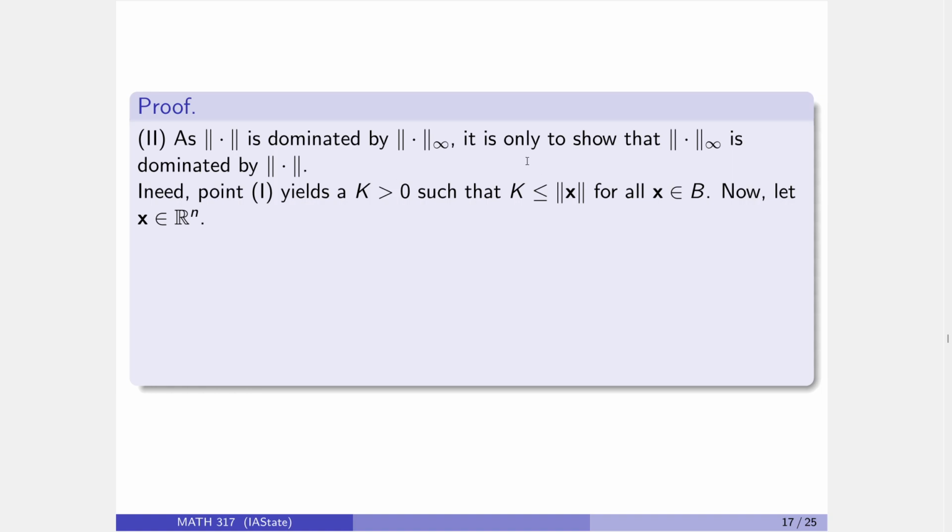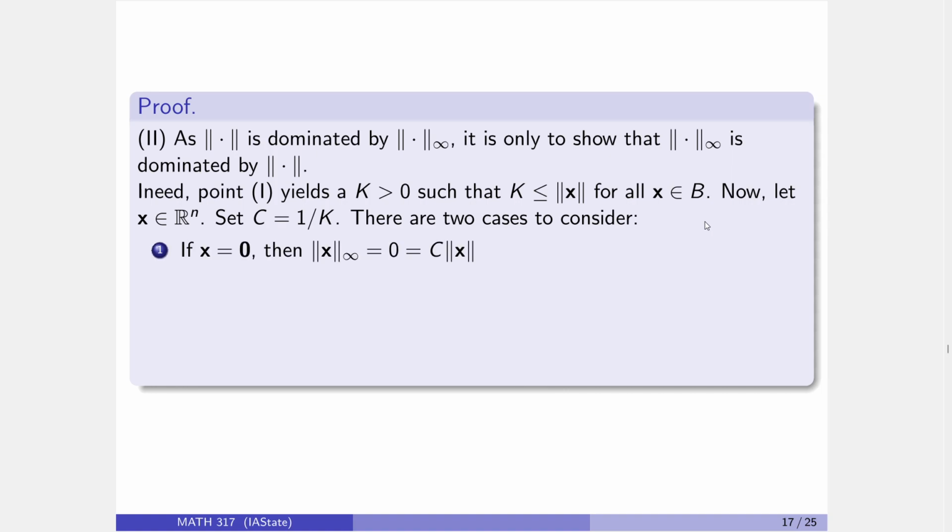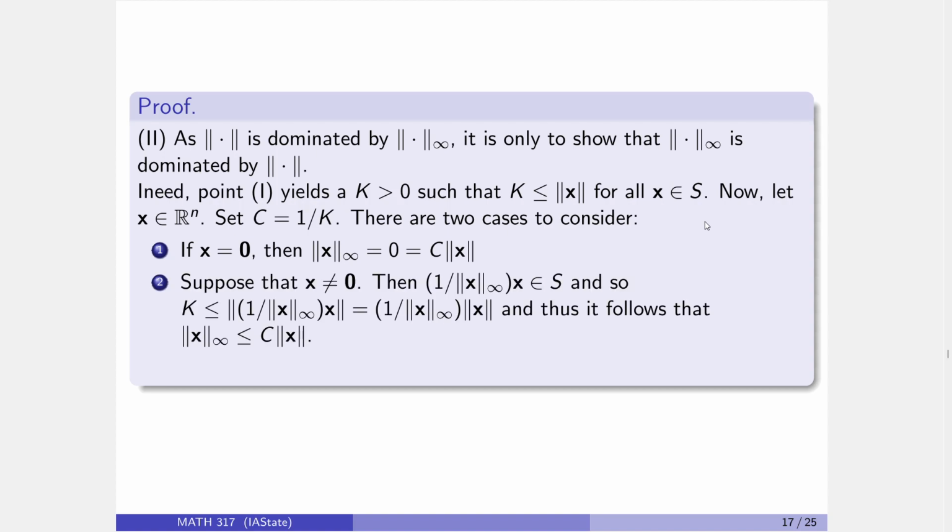Alright, so we know that the norm is dominated by the infinity norm, so now we want to prove that the infinity norm is dominated by any norm. So, point 1 gives me a k, so that my norm is greater than k for everything hanging out in S, not B. So now take an element out of Rn, set C equal to 1 over k. Two possibilities. If it's the 0 vector, well, then the infinity norm is 0, and so is the norm, so we have equality.